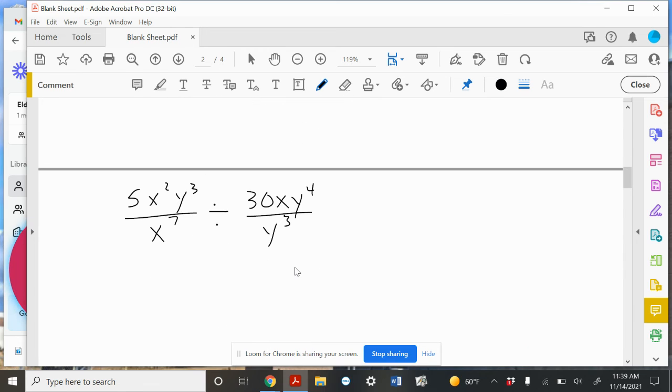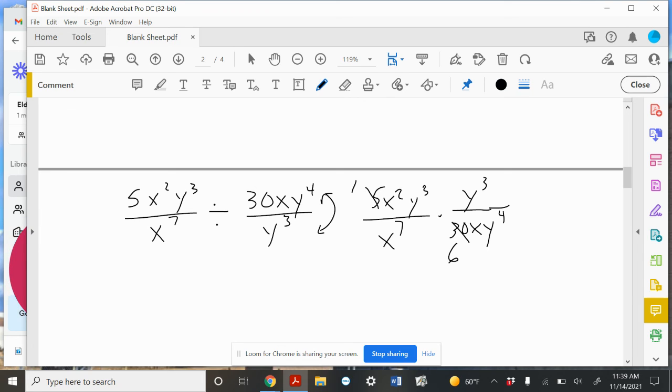Okay, last but not least, I have another division. This time it's a little bit different, so we can see that we still have a division. So we have 5x squared y cubed all over x to the 7th times y cubed all over 30x y to the 4th. So all I did is, of course, flip this. You aren't going to have any negative powers that you're going to have to worry about, so don't worry about those. Notice that 5 goes into 30 6 times and 5 goes into 5 1 time.